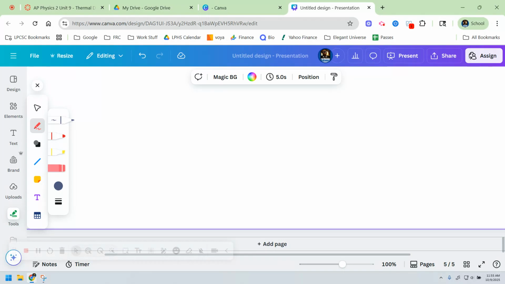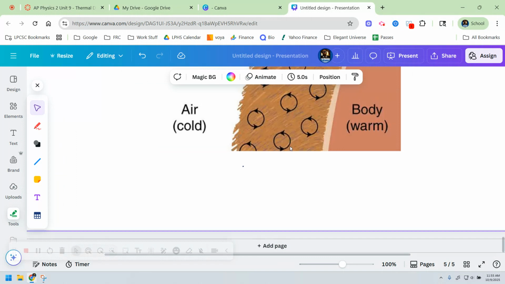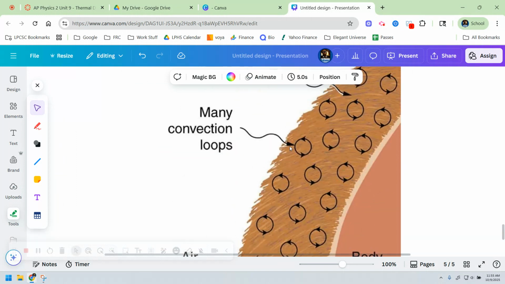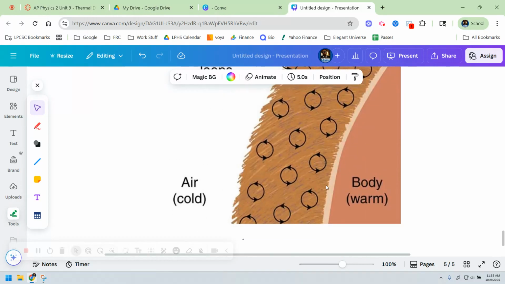So a lot of animals have fur, and the way that's a good insulator is that the circulation is contained to the fur. So it has many convection loops that go on in the fur, and so that keeps the body warm, keeps cold air out. It's an insulator, it keeps it separate.